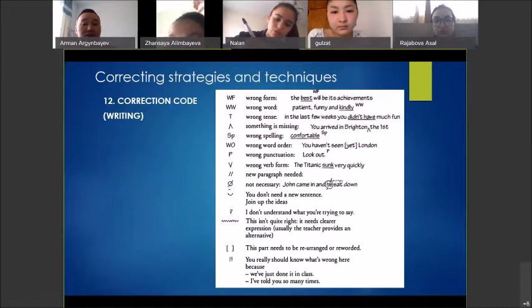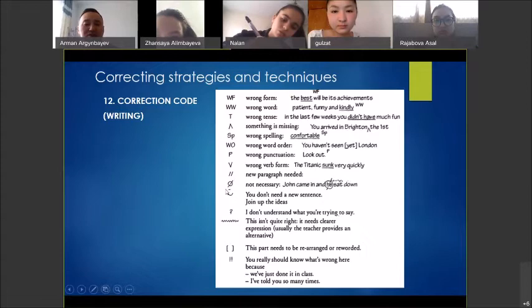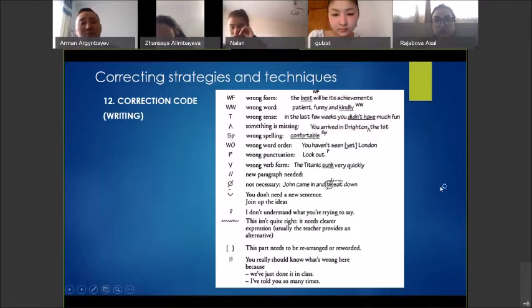Every teacher can have their own correction codes, yeah? So here we see like a new paragraph, not necessary, yeah. I just found it on the internet. So if you create your own, it's like a combination, but you should provide your students with it, of course.